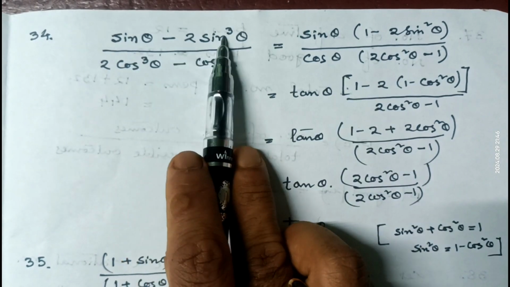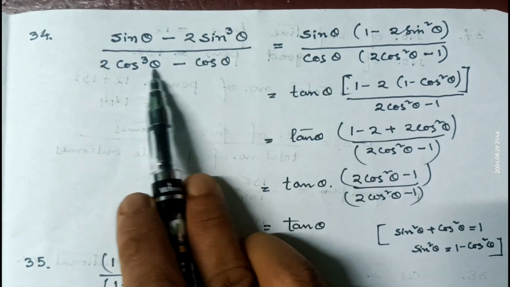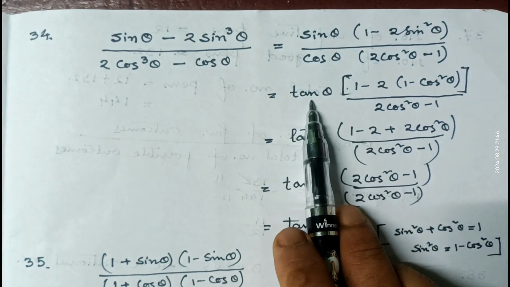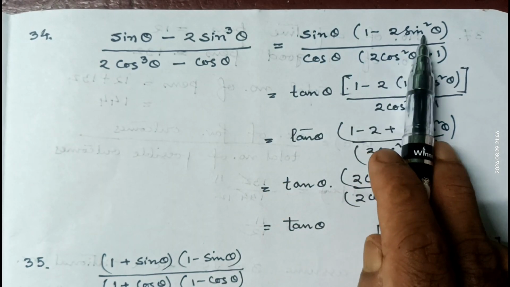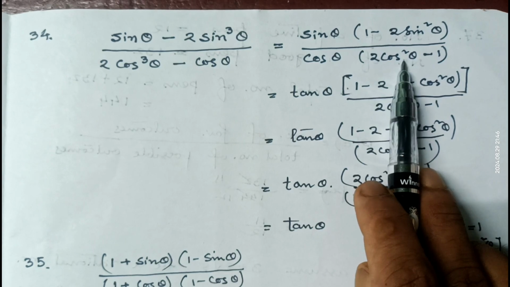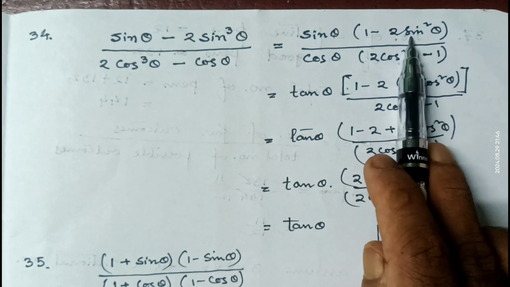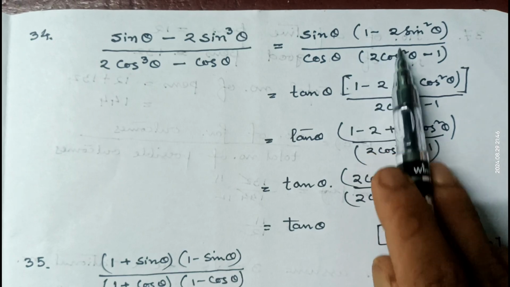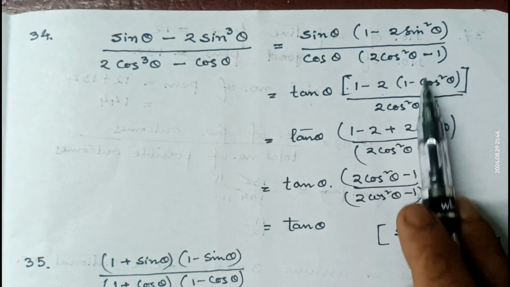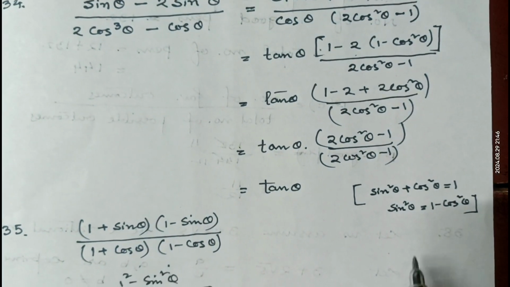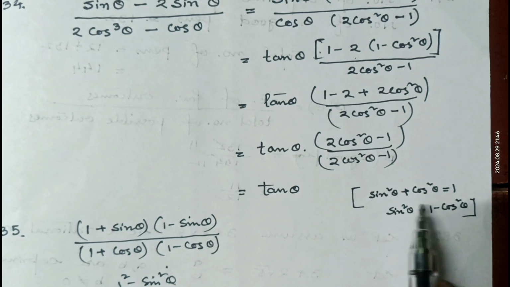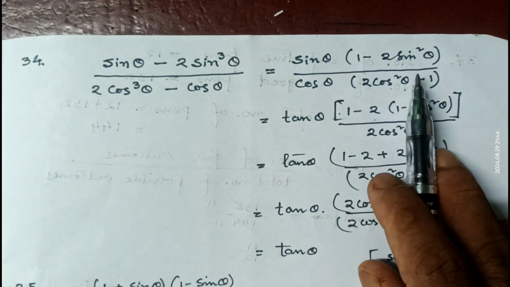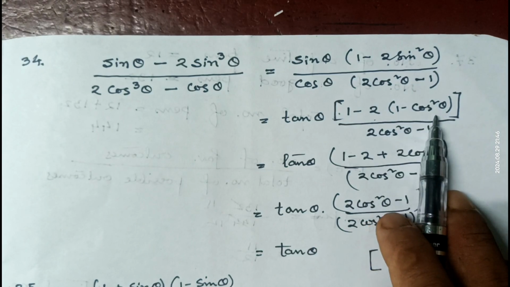That means from the numerator I have taken sin theta common, from the denominator I have taken cos theta common. Now sin by cos will give tan theta. Here it is 2 sin square and here it is 2 cos square. So instead of this sin square we are writing in terms of cos square. We can write 1 minus 2 times (1 minus cos square), because we know sin square plus cos square is 1. So sin square will be 1 minus cos square theta. So here also instead of sin square we are writing 1 minus cos square.